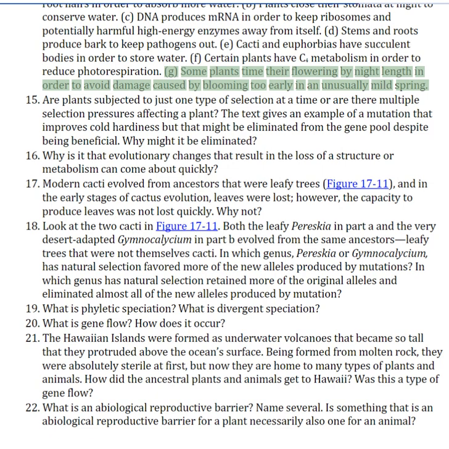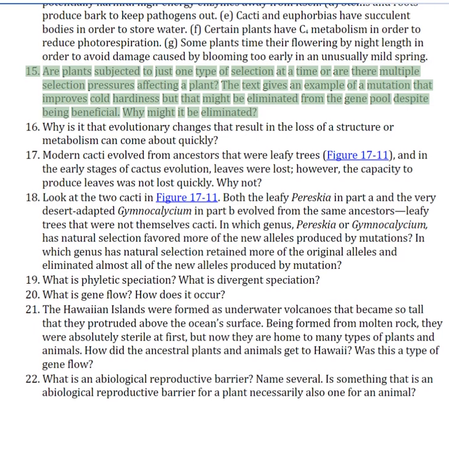Some plants time their flowering by night length in order to avoid damage caused by blooming too early in an unusually mild spring. 15. Are plants subjected to just one type of selection at a time, or are there multiple selection pressures affecting a plant? The text gives an example of a mutation that improves cold hardiness, but that might be eliminated from the gene pool despite being beneficial. Why might it be eliminated?